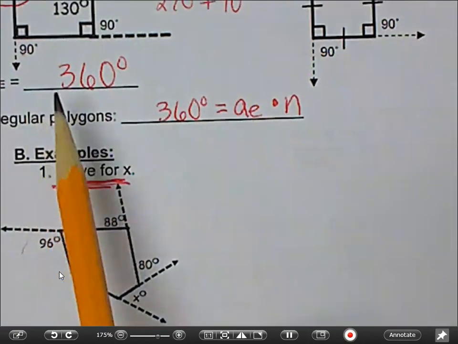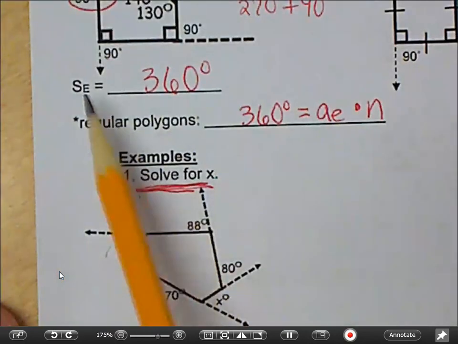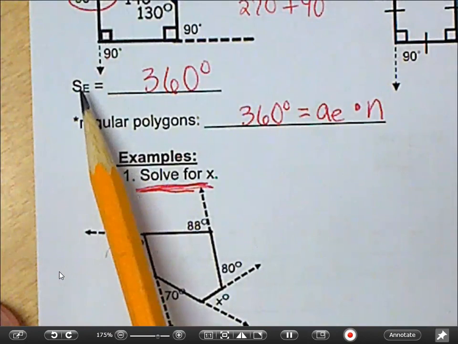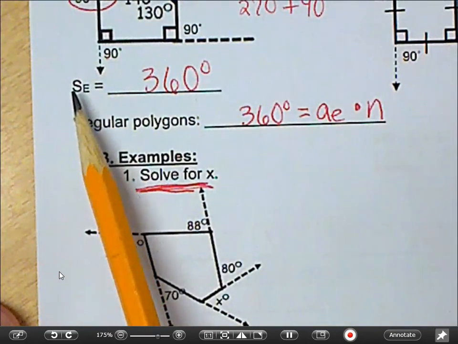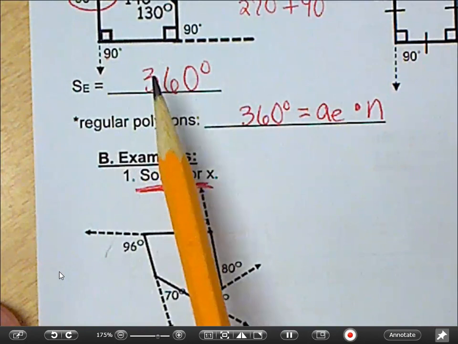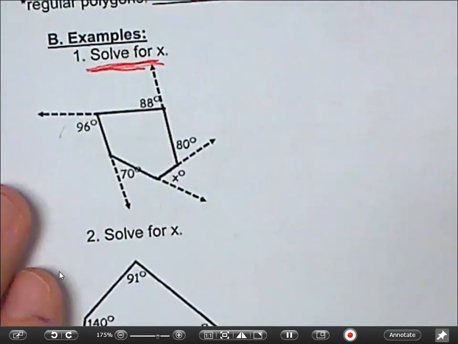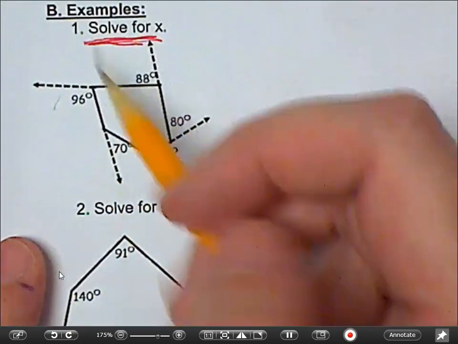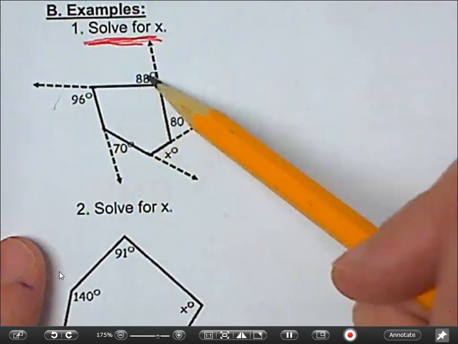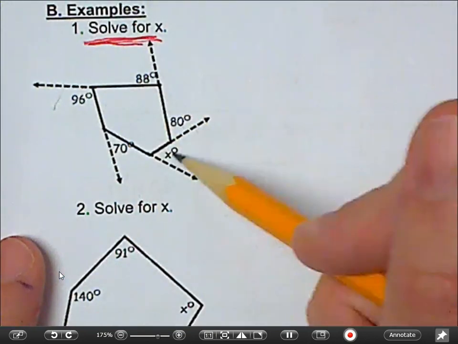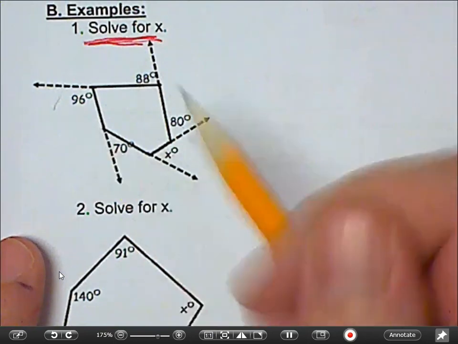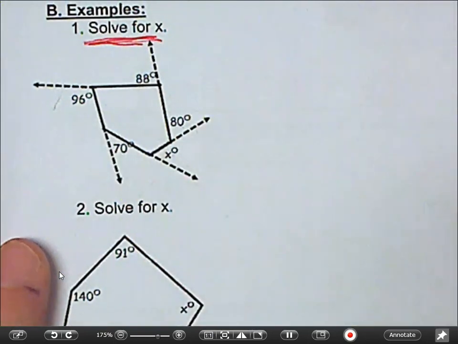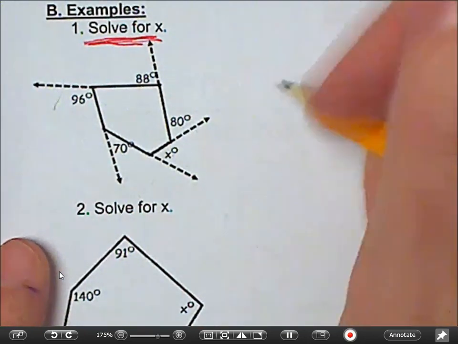Back up here, we said any polygon has its exterior angles giving us a sum of 360 degrees, which means if we know all exterior angles here, we're going to take all four of these labels that are on the outside. We've got the 96, we've got the 88, we've got the 80, we've got the X, and we got the 70. We're going to add those all together because together those exterior angles need to have a sum of 360. In other words, you could set it up kind of like this.